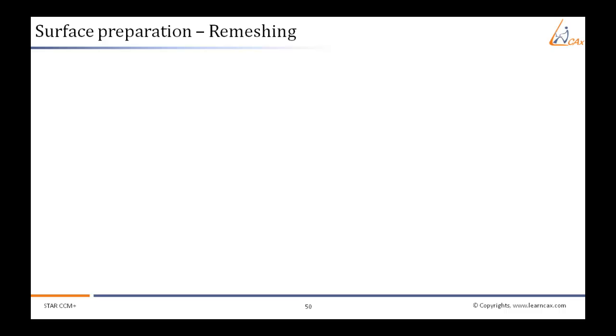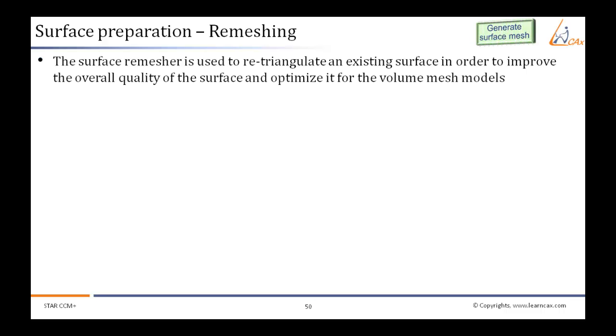After a detailed study of Surface Wrapper, we will now turn our attention to another type of surface mesh operation, which is called surface remeshing. The surface remesher is used to retriangulate an existing surface in order to improve the overall quality of the surface and optimize it for the volume mesh models.